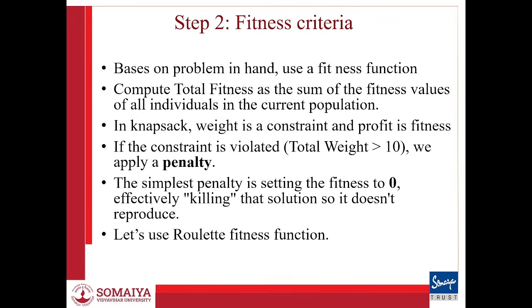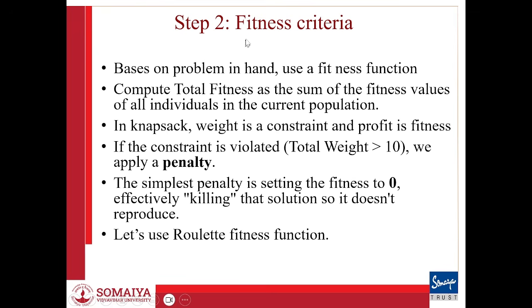So the next task is to use the evaluation function and get the fittest of the chromosomes for the further process. What could be done is we can apply an easier fitness function, which is the roulette fitness function. There are more of them, but this is one of the easiest ones. What does it do? It computes the total fitness as a sum of fitness values of all the individuals in the current population, and then it calculates each individual's fitness value, and then it will go on checking the fitness of each one of them.